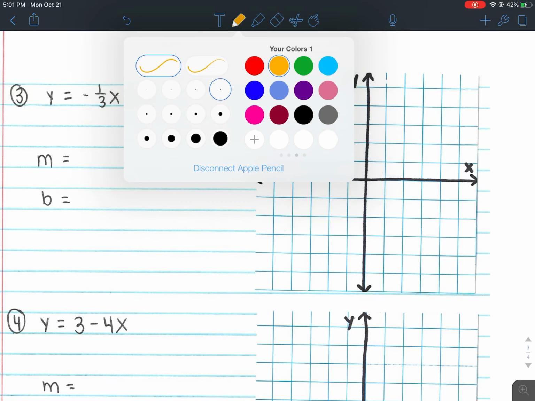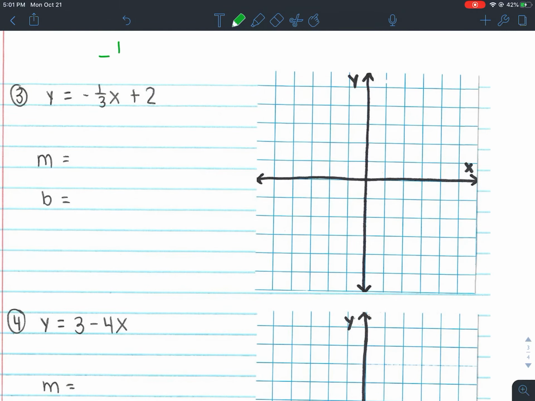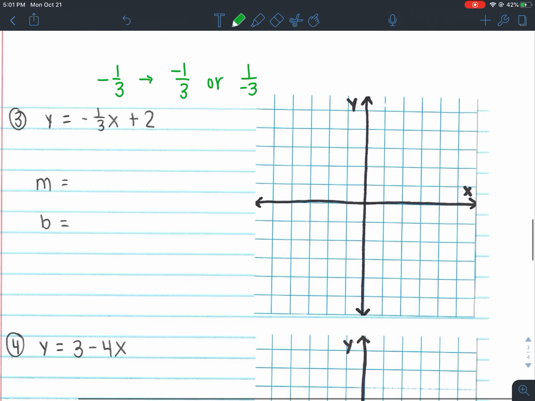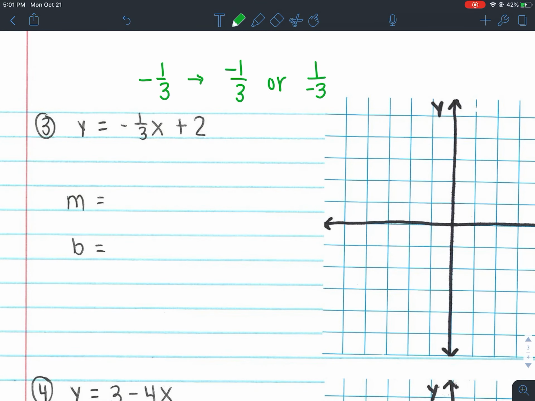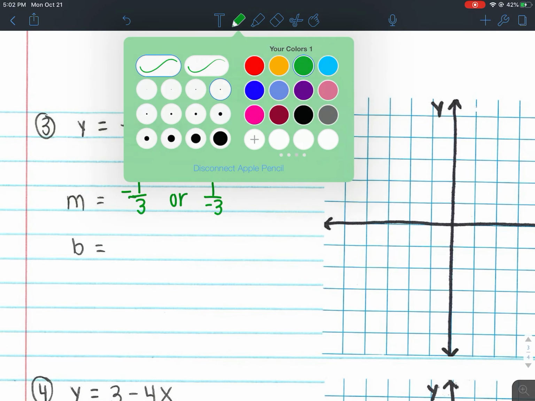All right, moving on. Number 3. Our slope here is -1/3. Now remember what I said. If it looks like this, you need to pick. The negative can either be in the numerator or in the denominator, and that means the same exact thing. The negative in the front is just saying there's a negative sign. You decide where you want to put the negative because it doesn't really matter. So our slope here is -1/3 or 1/-3.